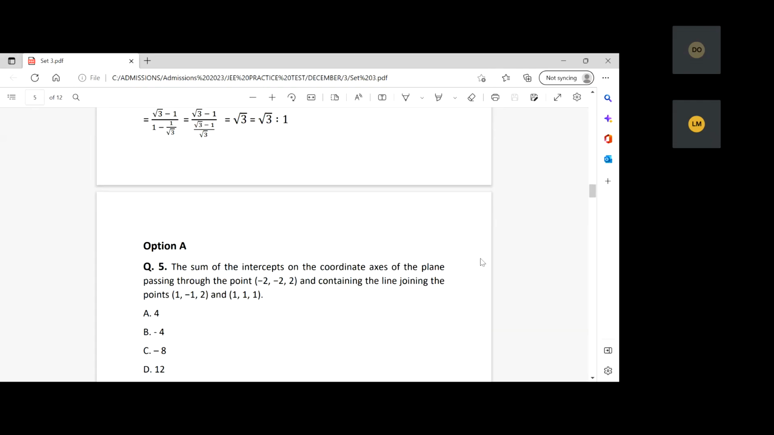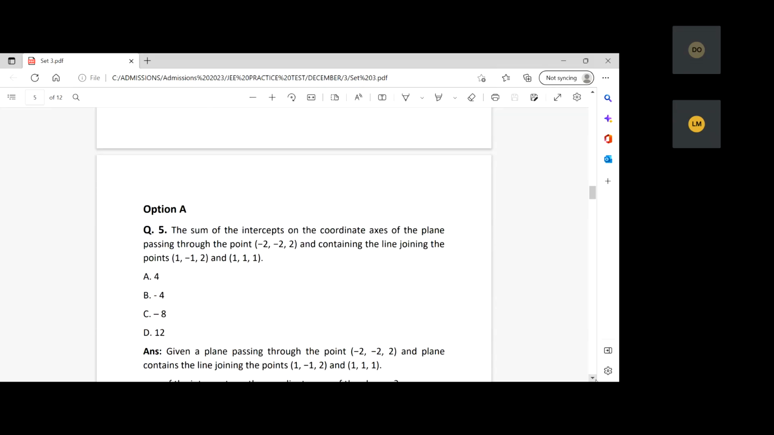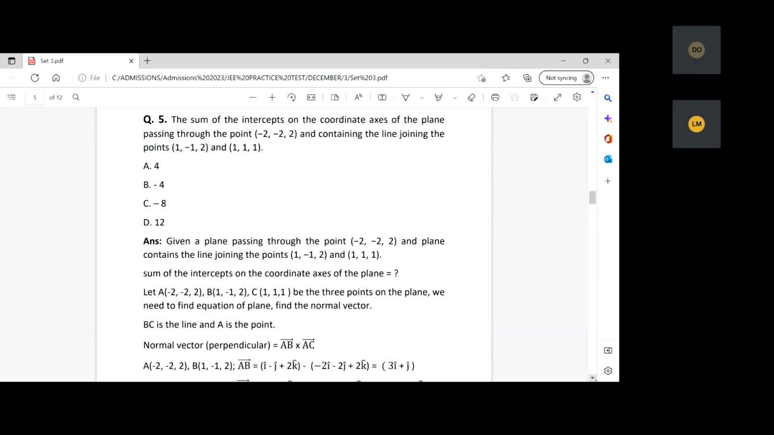And I would advise, as the exam is by this month end, to solve the previous year question papers, which plays a very important role.